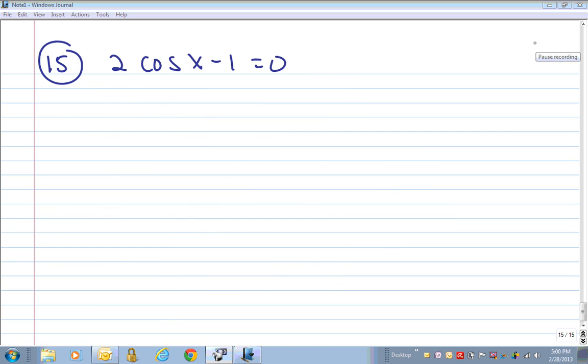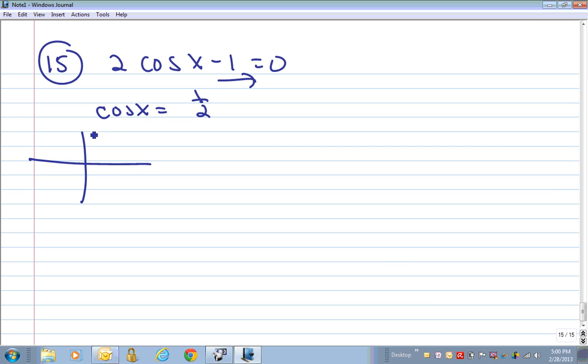All right, this is a pretty short one. If you have an easy one sprinkled in sometime, take it as a gift. Don't try to do more than you need to. There is one term, there is no squared, it is set equal to 0, you can just start solving. So you would move the 1 to the right, and then you would divide by 2, and you would get cosine x equals 1/2. Well, that's a pretty easy one.